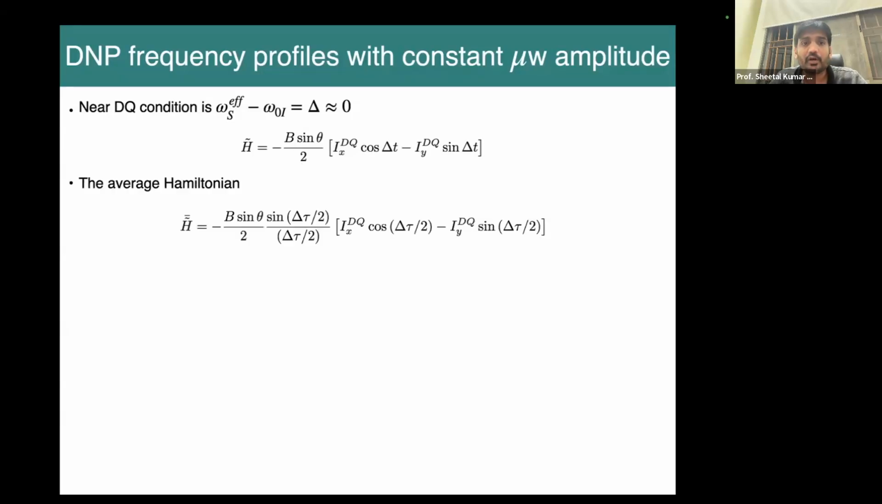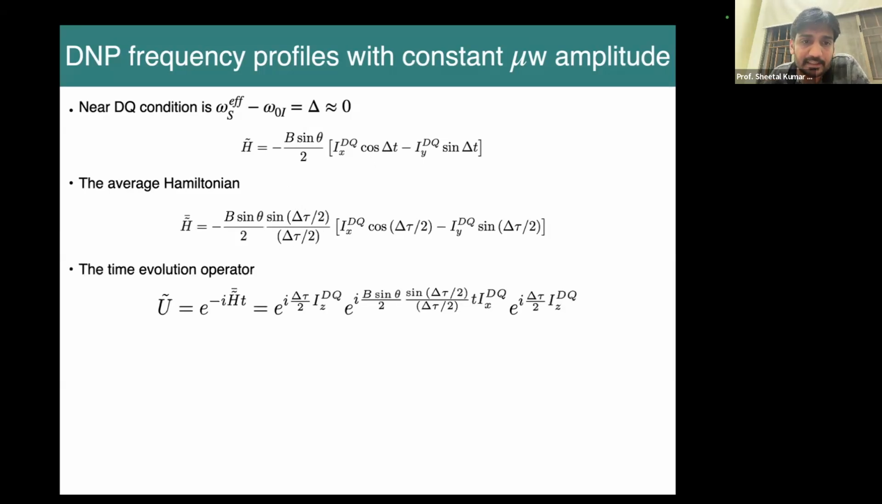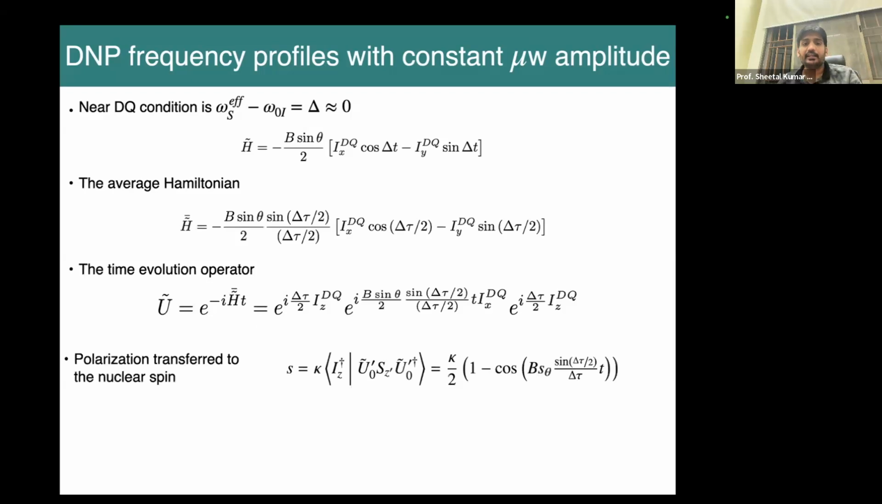Now we have to take the average Hamiltonian, because in that case it was constant, now it's time dependent. So now we need to take the average Hamiltonian, and when we do the math, it turns out that there is a sinc dependency on this delta, a sinc function. Okay. And then correspondingly, we can calculate the time evolution operator. That's simple, taking the exponential of it. And then we do the evolution under this Hamiltonian.